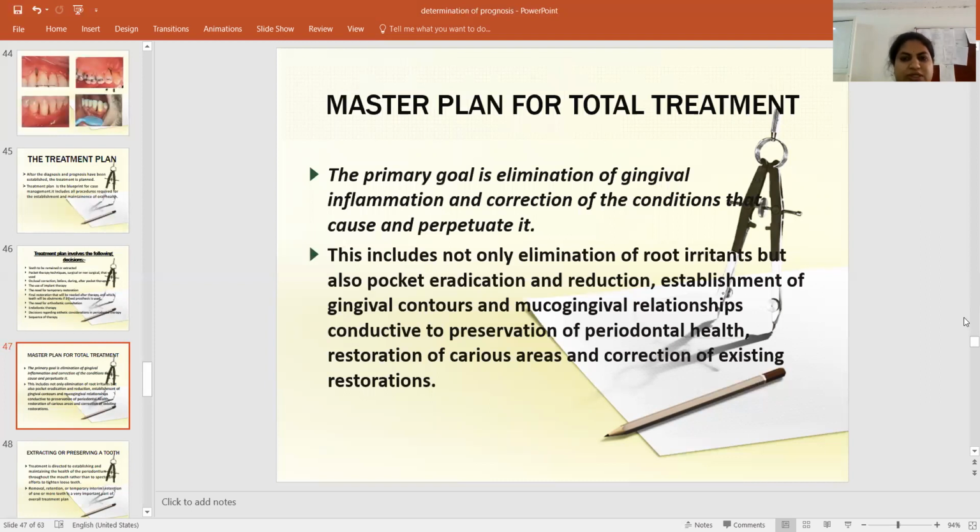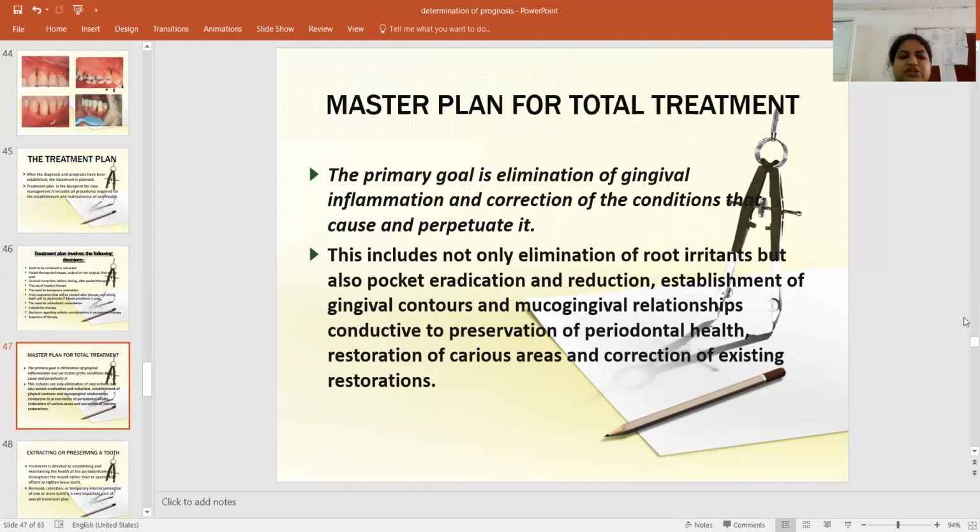The primary goal is the elimination of gingival inflammation and correction of the conditions that cause and perpetuate it. This includes not only elimination of the root irritants, but also pocket eradication and reduction, establishment of gingival contours and mucogingival relationships conducive to preservation of periodontal health, restoration of the carious areas, and correction of the existing restorations.